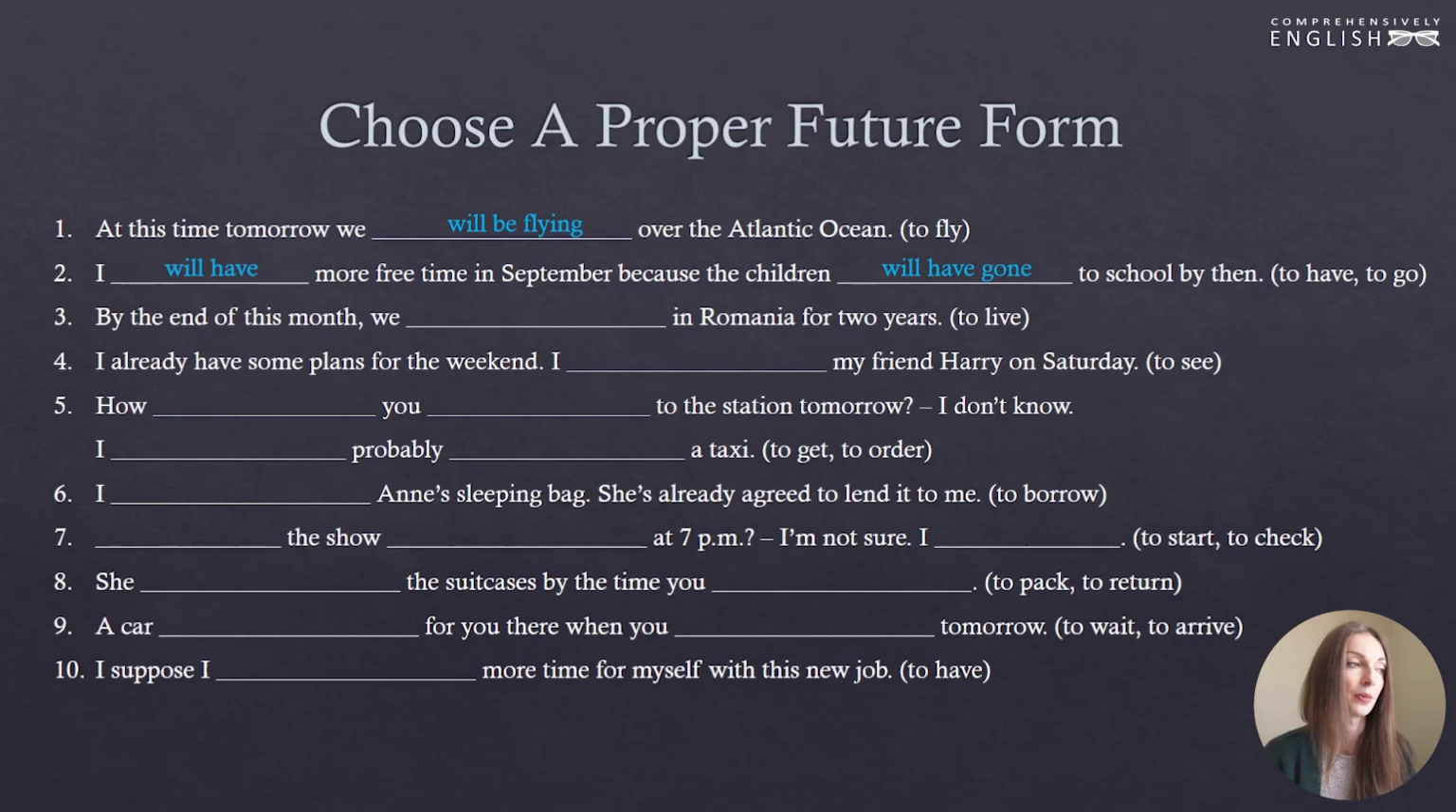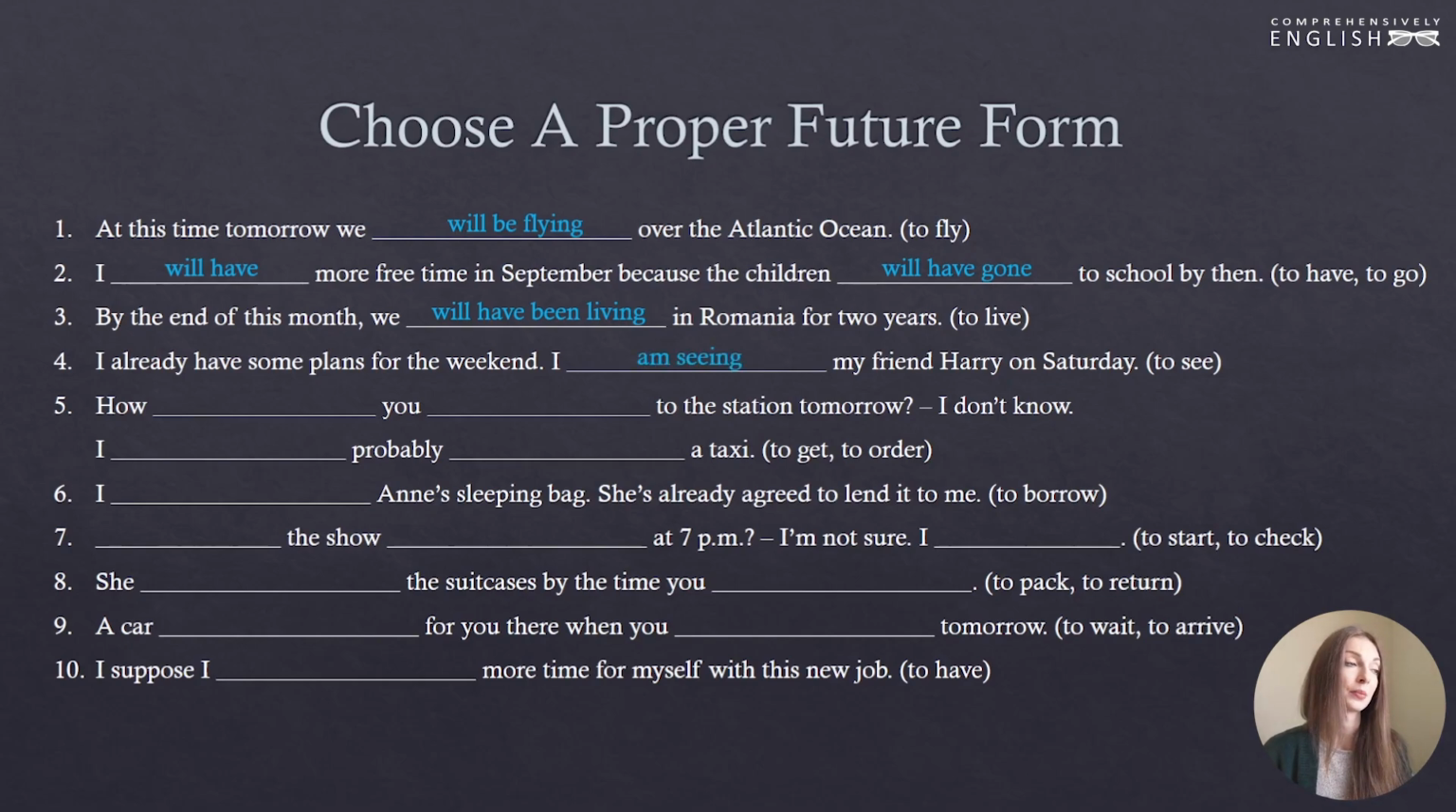By the end of this month, we will have been living in Romania for 2 years. We have "by the end of this month," which specifies a particular moment of time in the future. And "for 2 years," that's an adverb that shows us duration. The action will have been going on for 2 years by that particular moment in the future.